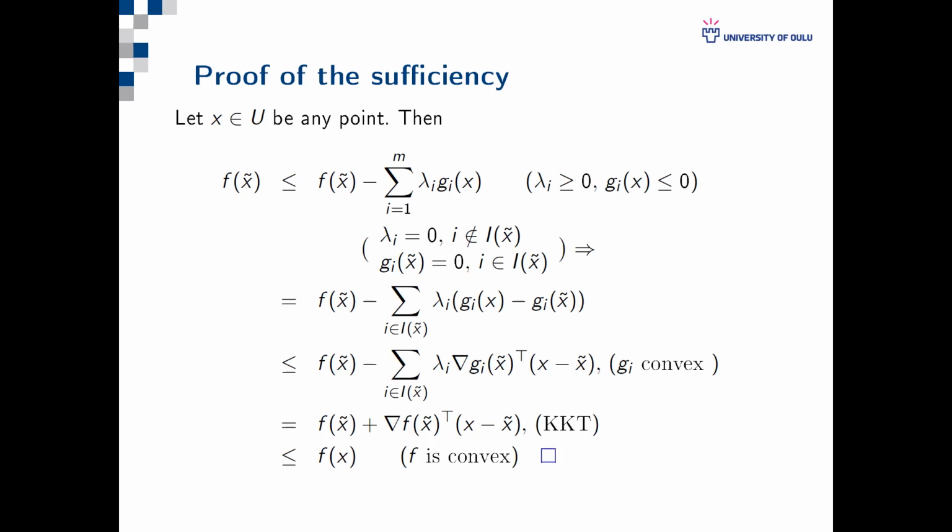Then we know that g_i is a convex function. So this one is greater than the gradient of g_i at x tilde scalar product with x minus x tilde. It was the equivalent definition for convexity. Okay. And then I multiply it with -1. So then I have the inequality reversed.